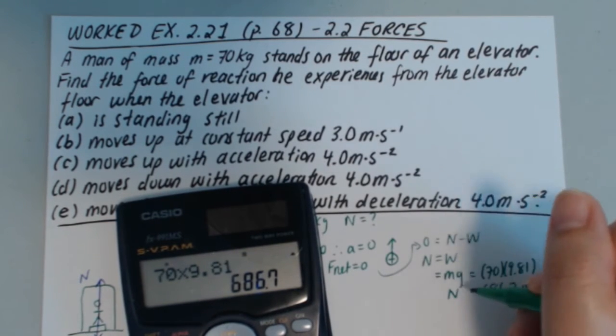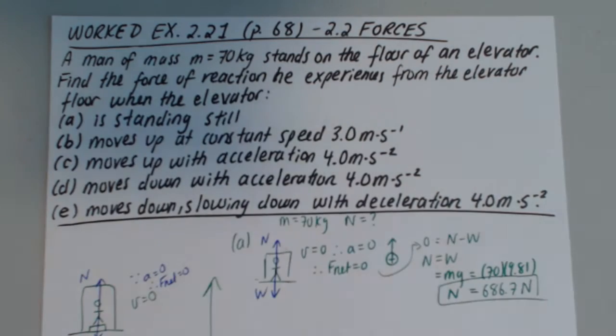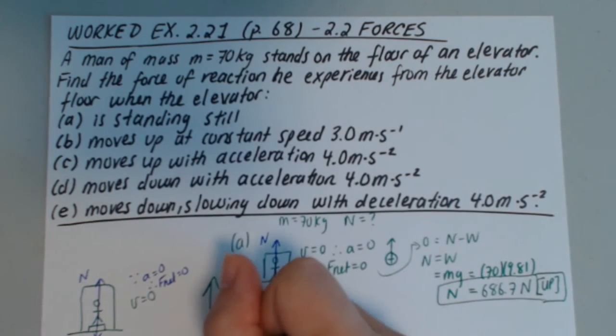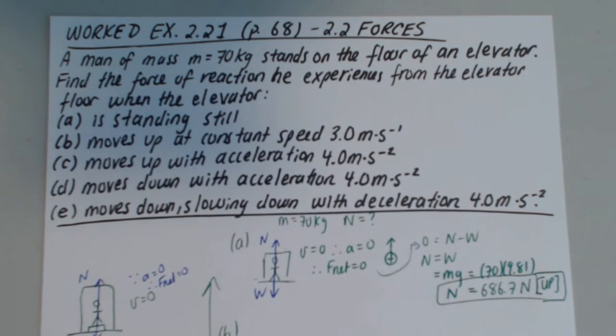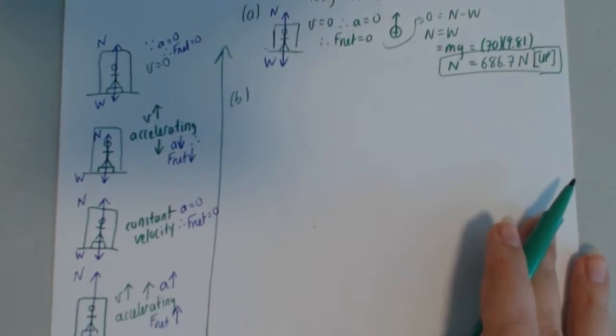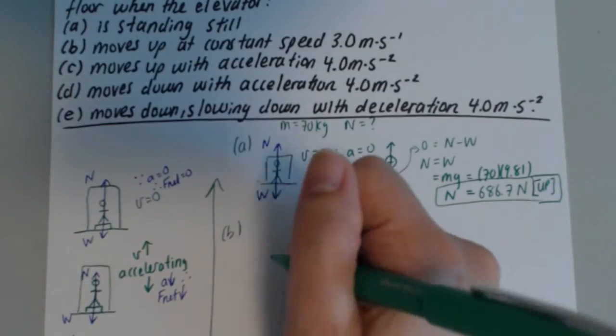Okay, so this is what we have. Normal force equals 686.7 newtons. Feel free to call that 687 newtons. Okay. And of course, this is going up. Okay, so let's include that as well. Okay, B, moves up at a constant speed of 3 meters per second. Now, if you're moving up at a constant speed, I mean, you're pretty much in this scenario, okay? So let's do it from scratch.